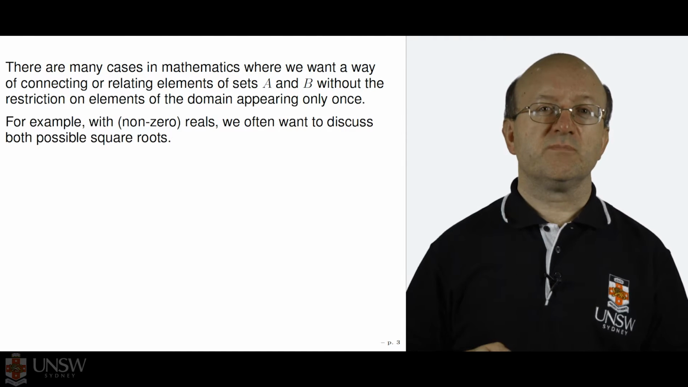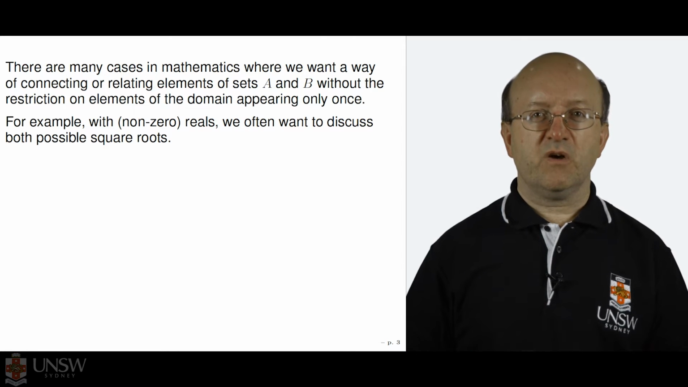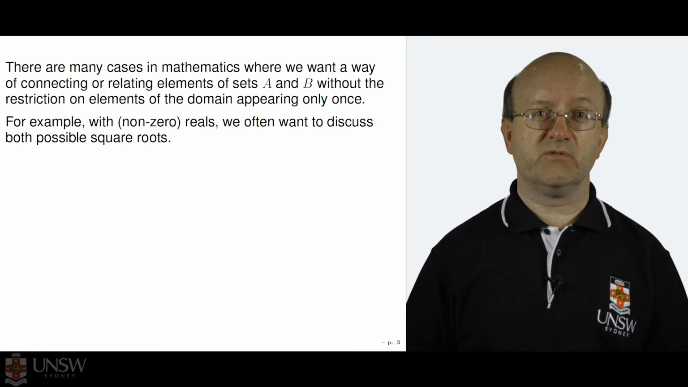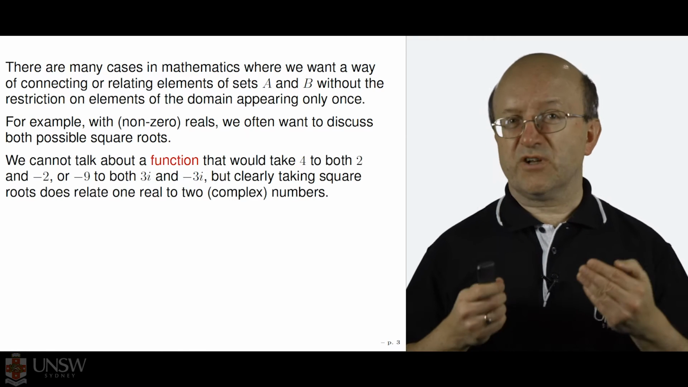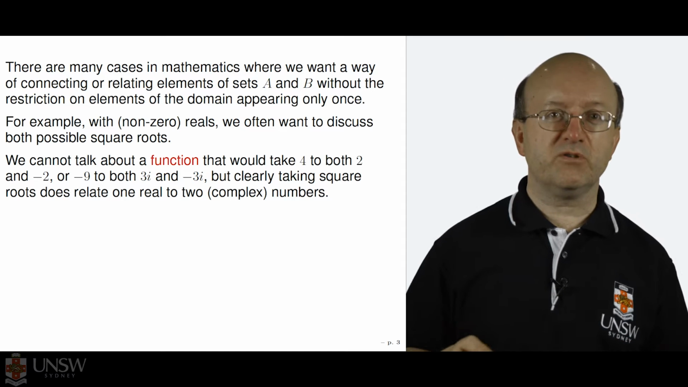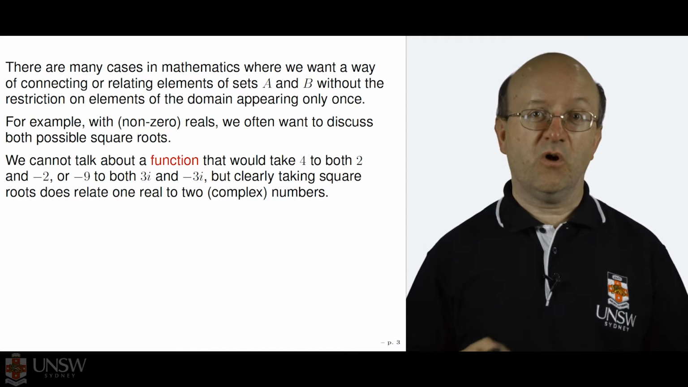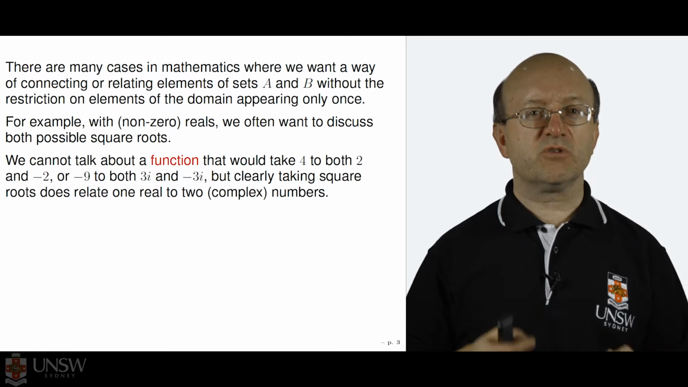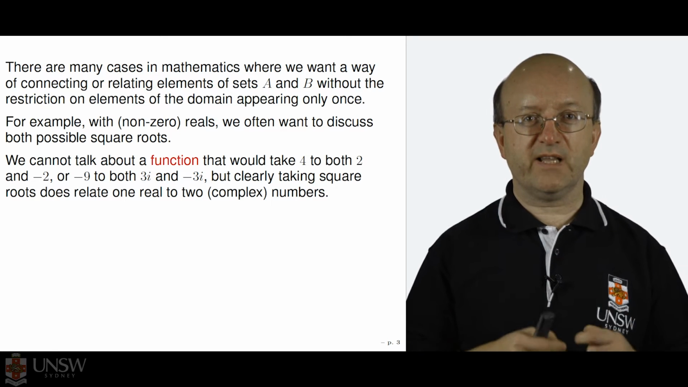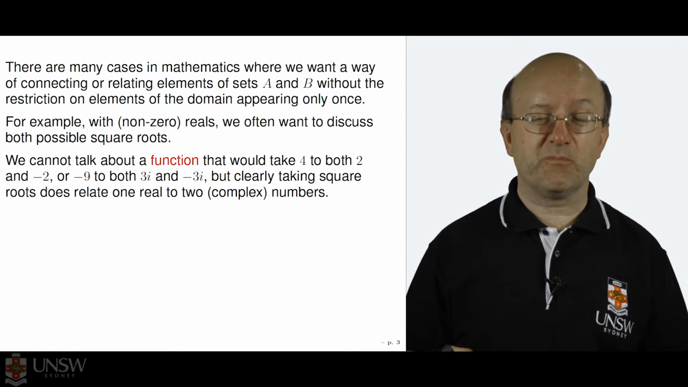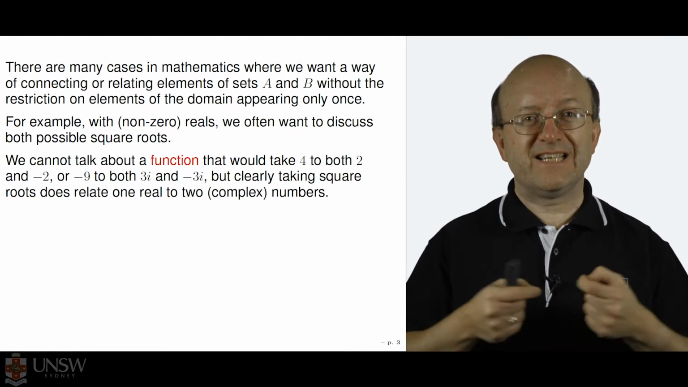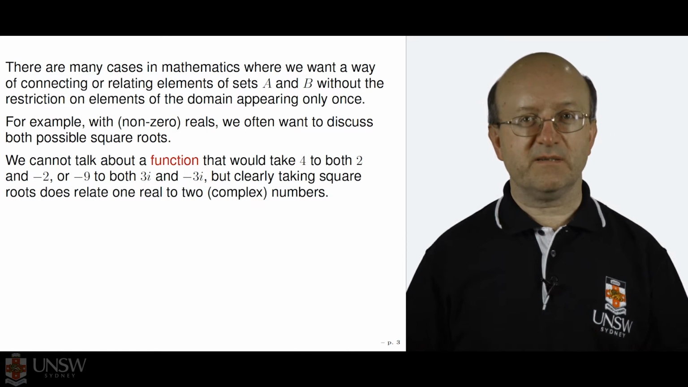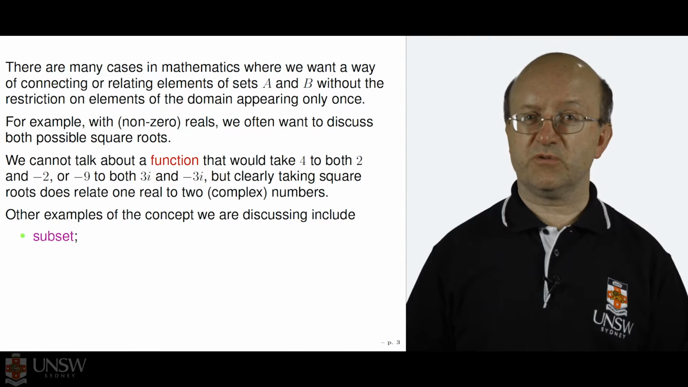For example, suppose we're considering the non-zero real numbers, we will often want to discuss both possible square roots. There are two square roots for every non-zero real. We can't talk about a function that would take, say, 4 to both 2 and minus 2, its two square roots, or take minus 9 to both 3i and minus 3i. But clearly, when we're taking square roots of non-zero reals, it's going to relate one real to two, in general, complex numbers. It's not a function, but it's still a relationship, a way of linking the one real to two complex numbers. You've met other examples of the same sort of concept.